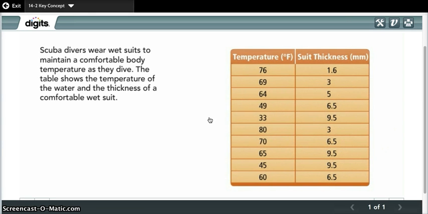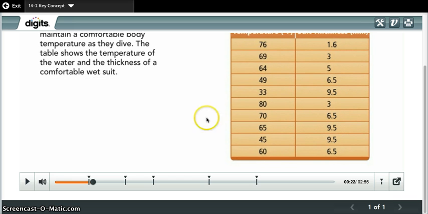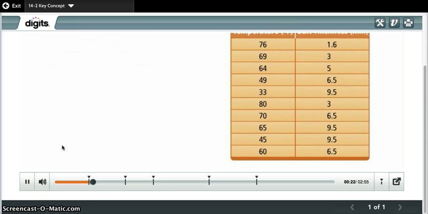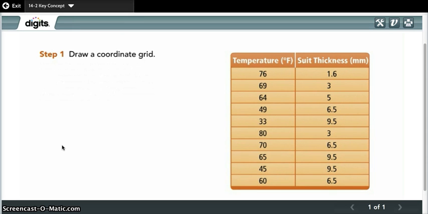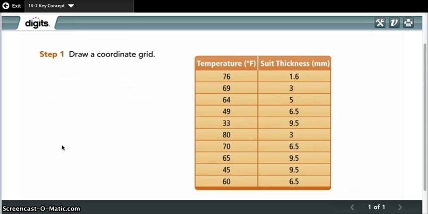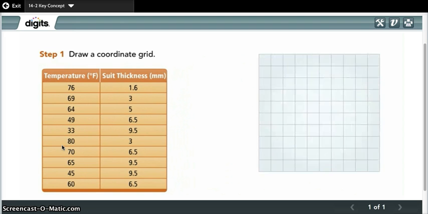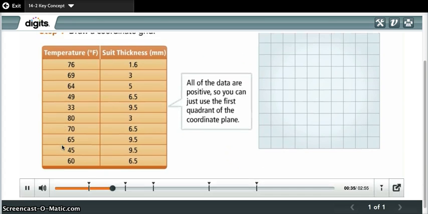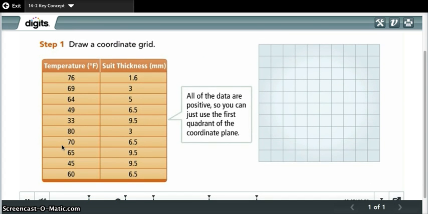Scuba divers wear wetsuits to maintain a comfortable body temperature as they dive. The table shows the temperature of the water and the thickness of a comfortable wetsuit. Step 1. Draw a coordinate grid. All of the data are positive, so you can just use the first quadrant of the coordinate plane.